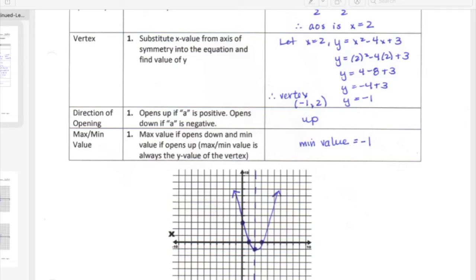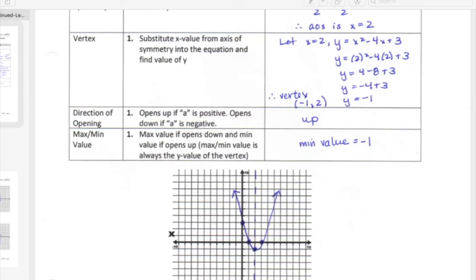Okay, so y equals 2 squared minus 4 times 2 plus 3. Now I need to work those out. So 2 squared is 4. And then I have negative 4 times 2 gives me a negative 8. And of course I have my plus 3. So when I work that out, 4 minus 8 is negative 4, plus 3 is negative 1. So if my y equals negative 1 and my x was 2, that means my vertex is at 2, negative 1. So the y-coordinate of my vertex is negative 1.